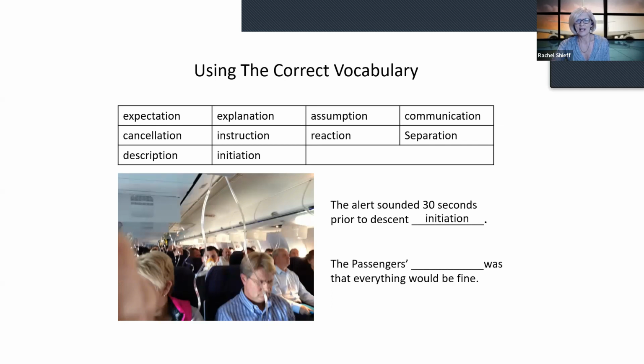I'll read that one again. The alert sounded 30 seconds prior to the descent initiation. We can also say the alert sounded 30 seconds prior to the initiation of descent. The passenger's expectation was that everything would be fine.